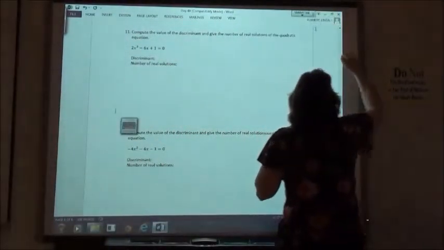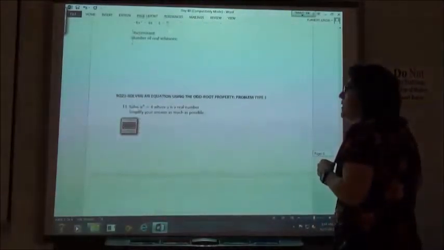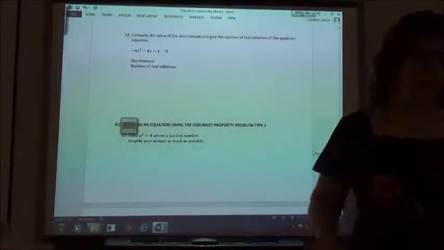Number 12, same thing. I'm just going to move it up so it's a little easier to see and add a little more space.